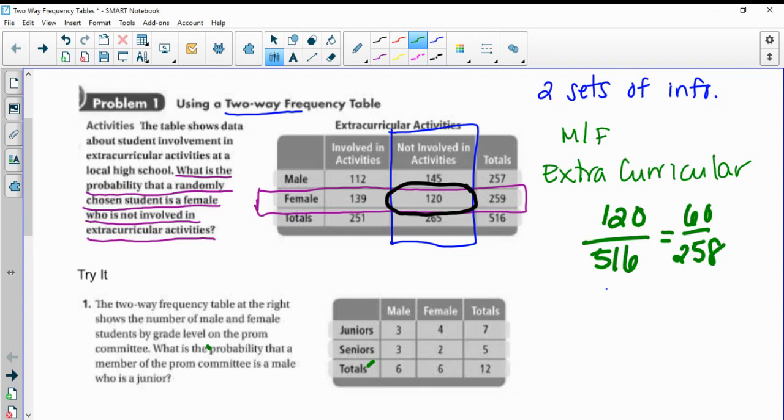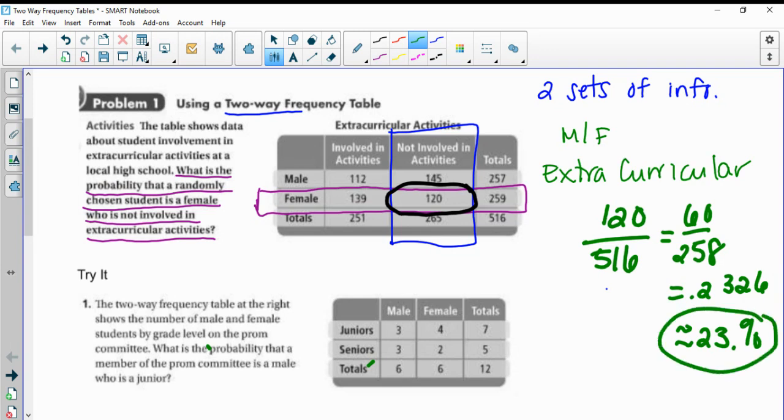And when you do that, you get 60 over 258. Those are both even, so you could divide both of those by 2 again, or you could just do 60 divided by 258, which is 0.2326-ish. I'm rounding. So that's about 23%. So the probability that a randomly chosen student is a female who's not in extracurricular activities is about 23%. Okay, so that's how you use the table.